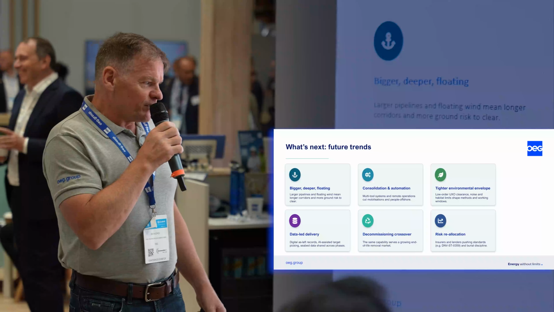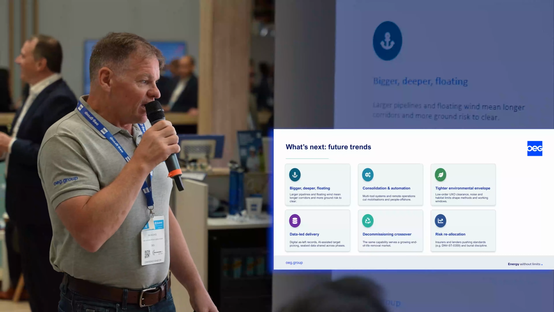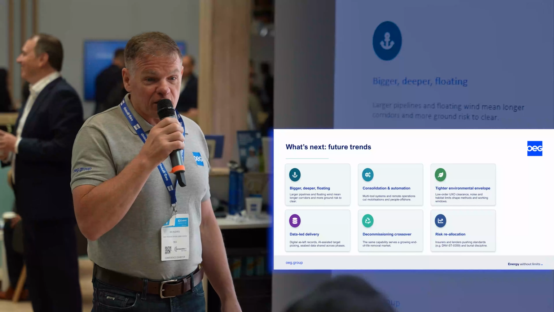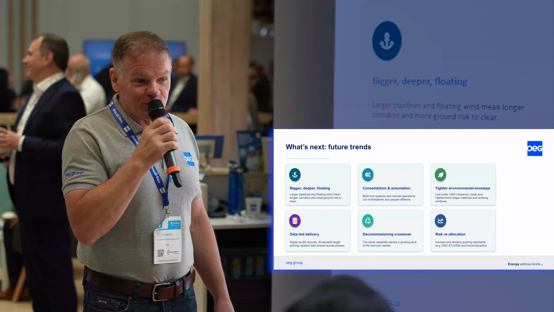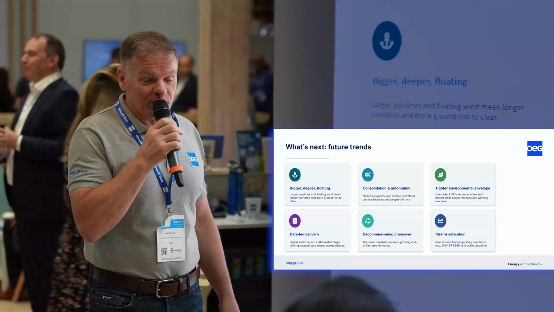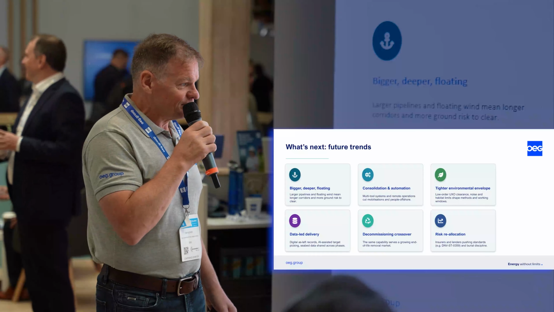Risk reallocation. Insurers and lenders are pushing standards, i.e. the DNV standards, and burial discipline. They're asking to go deeper. They now need UXOs, in theory, that we've been asked to do up to 5 meters depth, which is, if you've got to debury down to 5 meters, that's a very large hole that you've got to clear.